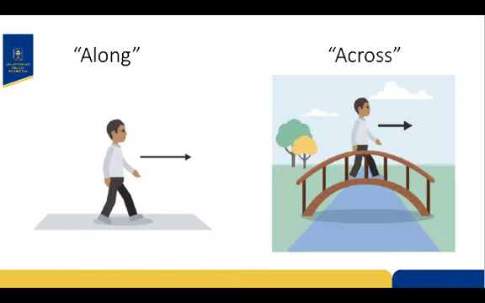Now, let's see examples of using along and across. Here, we can see Ahmad is walking along the road. You can see Ahmad is walking, moving in one direction. The next one, Ahmad is walking across the bridge.